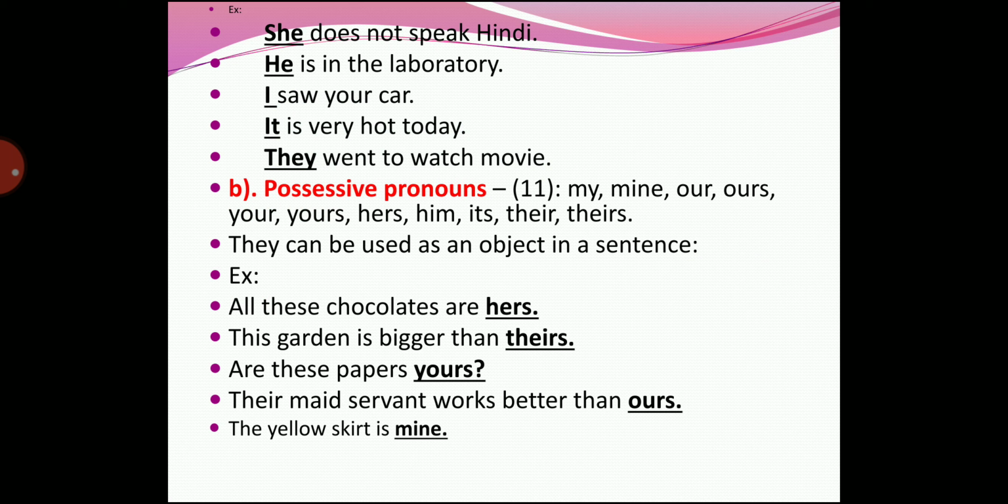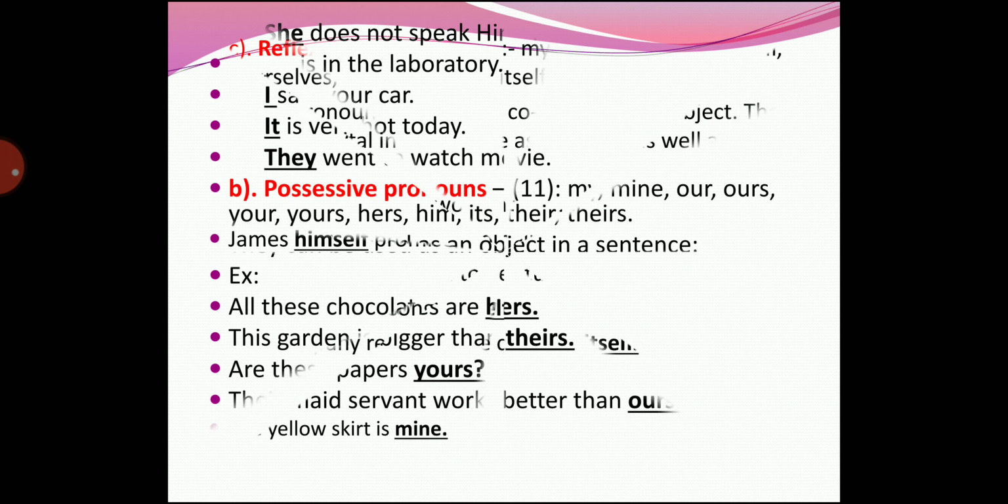Now, next one, possessive pronouns. There are 11 possessive pronouns: my, mine, our, ours, your, yours, her, hers, his, their, theirs. They can be used as an objective in a sentence. Now look at this: all these chocolates are hers. So like this, it is given in bold letters. Possessive pronouns can be used as an objective in a sentence.